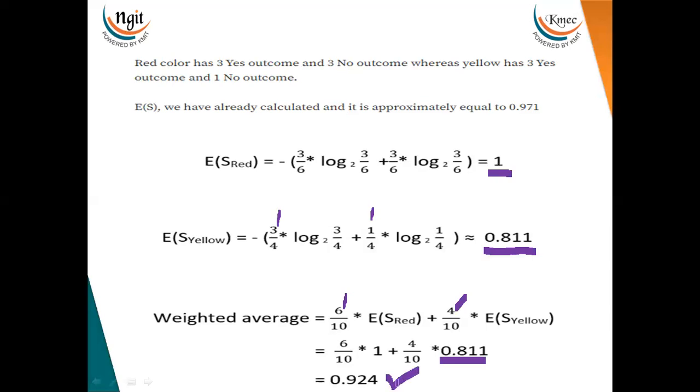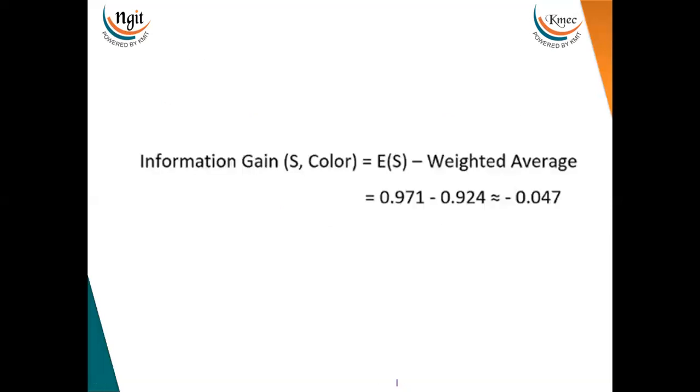So this weighted average should be subtracted from the entropy of your whole subset, that is 0.971. I'm subtracting 0.924. Then I will get this as my information gain. As this data set contains only one feature, that will act as the root.